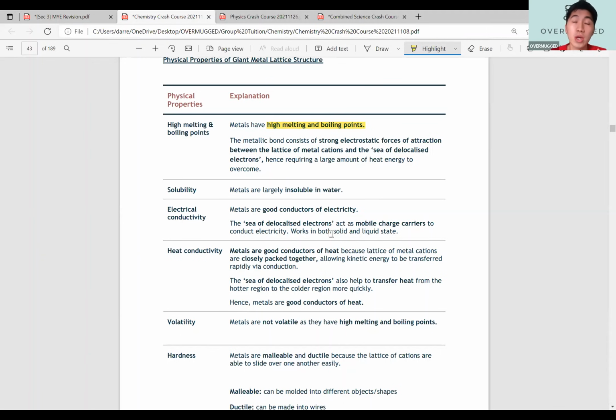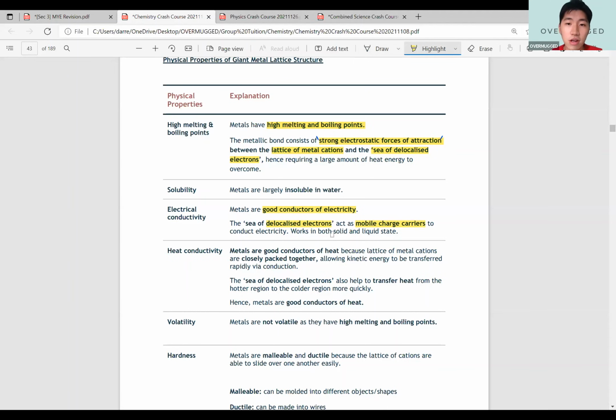Previously, when we were doing ionic bond, it was between cation and anion, plus and minus. So we use the term electrostatic force of attraction. In metals, we use the same thing. Why? It's because it's a lattice of metal cations and a sea of negatively charged electrons. So the term here, strong electrostatic force of attraction, you can use it for both ionic and metallic because it's between plus and minus. And lastly, you need to know that metals obviously can conduct electricity because your delocalized electrons here act as mobile charge carriers. Mobile charge carrier is a keyword.